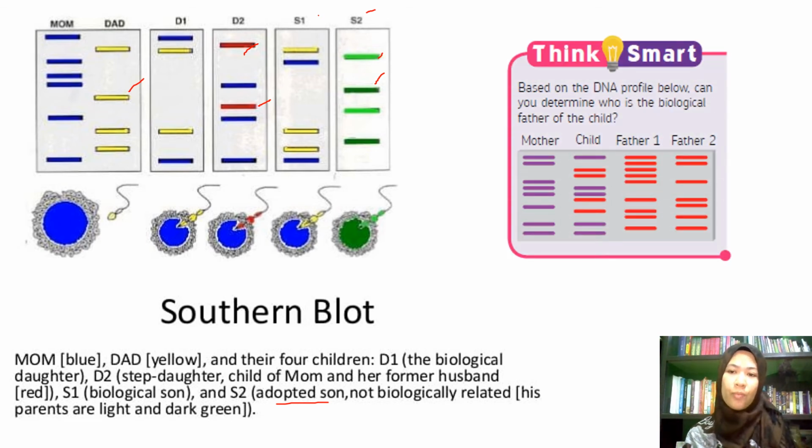So based on the DNA profile below, can you determine who is the biological father of the child? So just like a calculation, you look. You have to count. Which one matches father 1, father 2. Okay, look at this child. You have to check father 1, father 2, which one tallies with the red one. If it doesn't match, then he's not the father. Okay, whichever has more in common with this child.